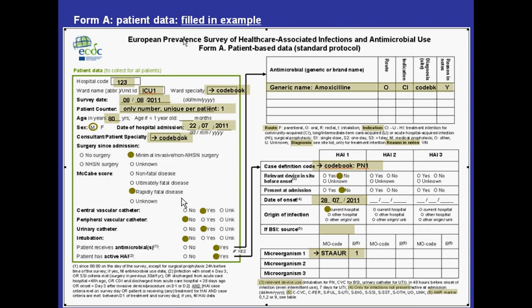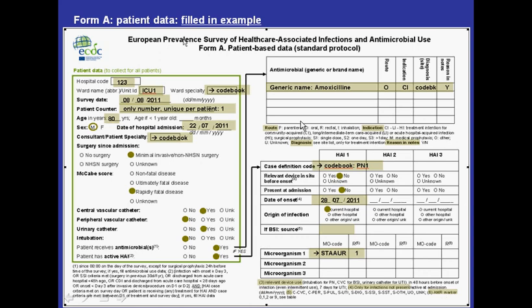Next, you will mark whether vascular catheters were in place, a urinary catheter, and if the patient was. The last two questions, does the patient receive antimicrobials, are clarified under the table, as is the question, patient has active HAI. If either of these two questions is marked yes, you will proceed to fill in the right side of the form. The top describes the antimicrobial use, and the bottom describes the HAI.